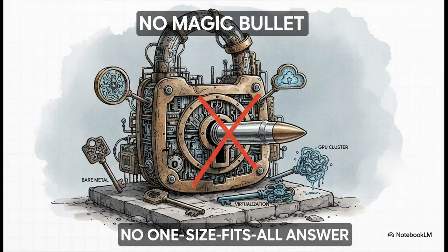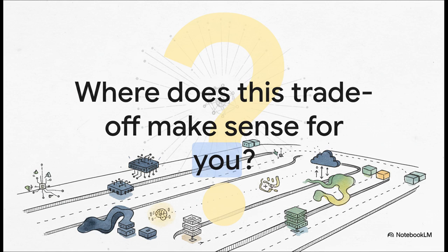So if you take only one thing away from our chat today, please let it be this. There is no magic bullet. There is no one-size-fits-all answer here. The right solution for you isn't just virtualization or bare metal. The right answer depends completely on your specific workloads. Are you training a massive model, or are you running millions of quick, real-time inferences? So the question I really want to leave you with is this. Looking at your own world, where does this trade-off between raw performance and amazing flexibility actually make sense for you? Answering that question is exactly what the rest of this tutorial is all about. So stick with us because we're going to build the roadmap to help you make that critical call.